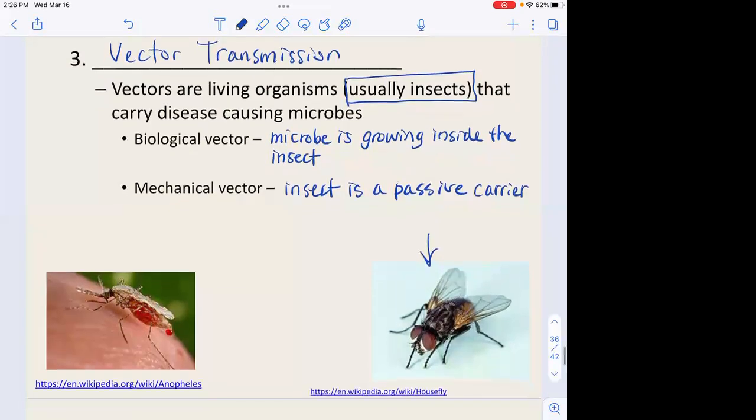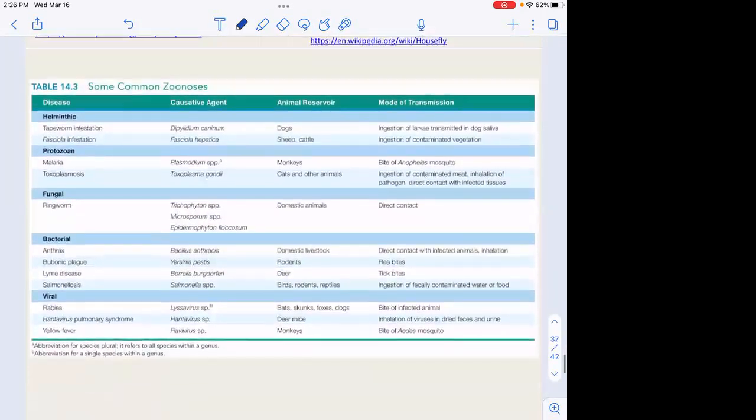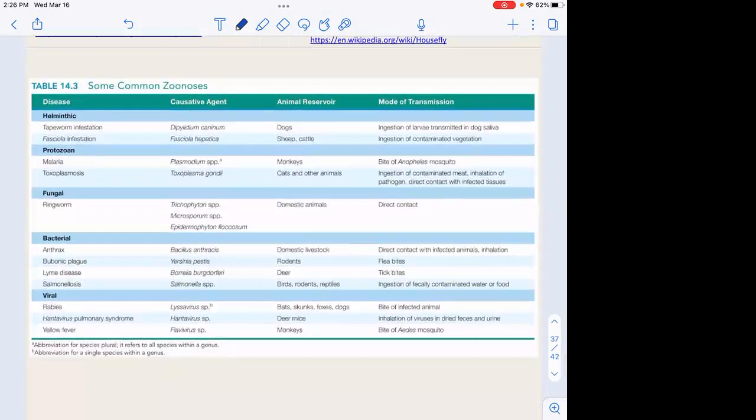Okay, so we're going to finish up here. I just included this table, again, not to memorize any of these examples, but it gets you used to using those terms, reservoir and different modes of transmission. So if you're interested, that's a nice chart.